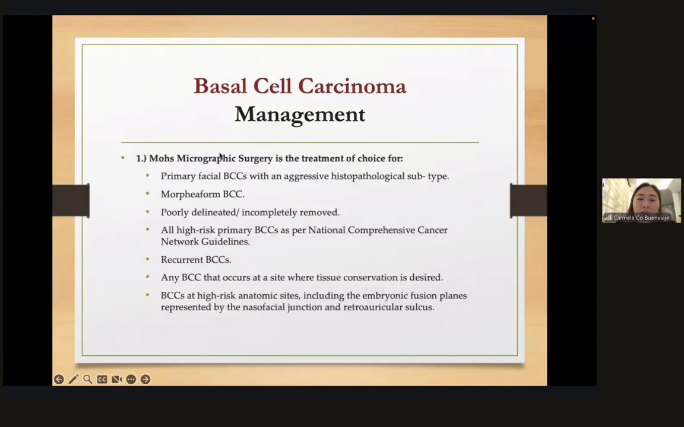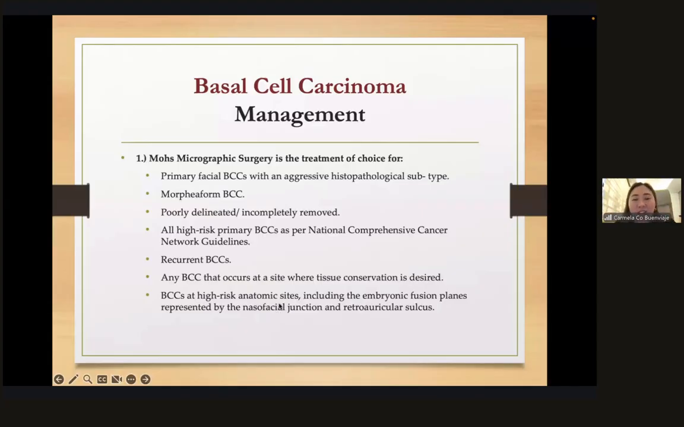So to assess if Mohs micrographic surgery should really be chosen, these are the instances: if it's a primary facial BCC with an aggressive histopathological subtype, if it's a morpheiform BCC, if it's poorly delineated or incompletely removed, and in general, all high-risk primary BCCs, recurrent BCCs, any BCC that occurs at a site where tissue conservation is desired, such as the face, and BCCs at high-risk anatomic sites, including the embryonic fusion planes represented by the nasofacial junction and the retroauricular sulcus.